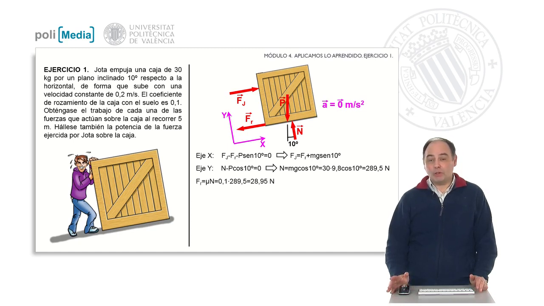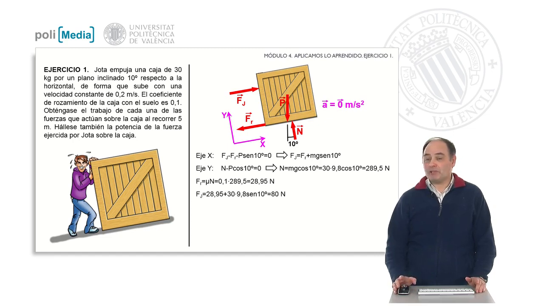From this value we can determine the frictional force. Since the object is sliding, the frictional force is the maximum possible, mu, the coefficient of friction, times the modulus of the normal reaction. The calculation with the above values gives us 28.95 newtons. With this value in the first of the equations, which allows us to obtain the force exerted by Jota, it turns out that this force is 80 newtons.